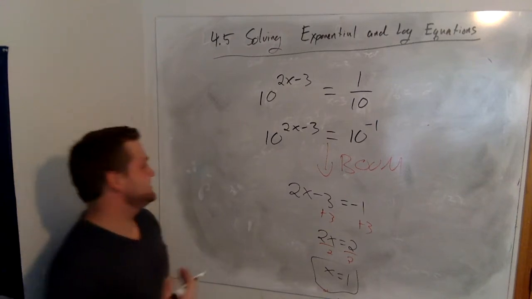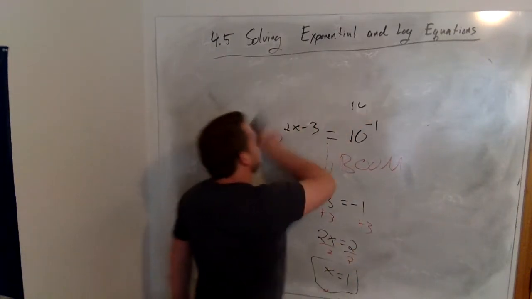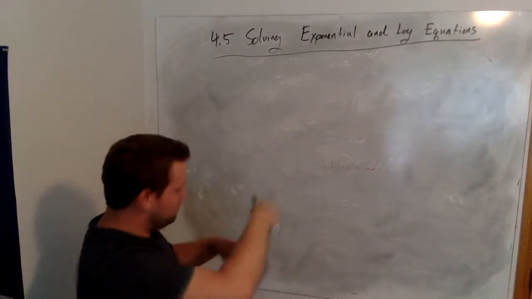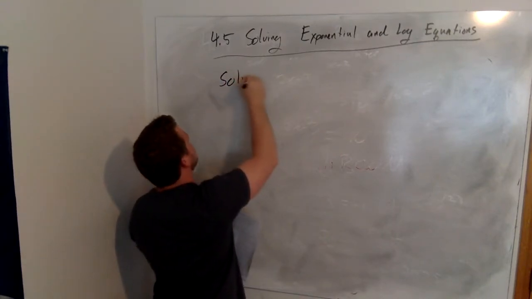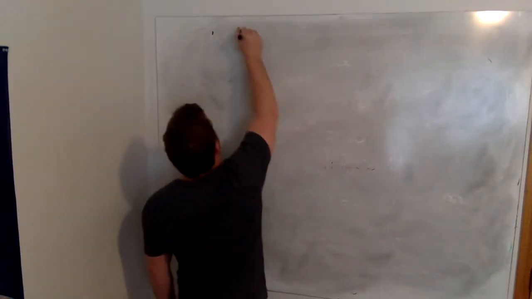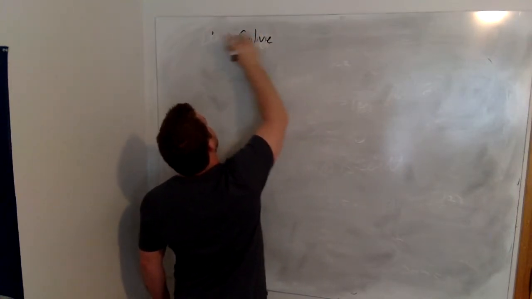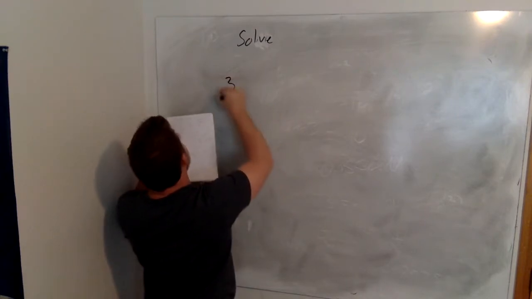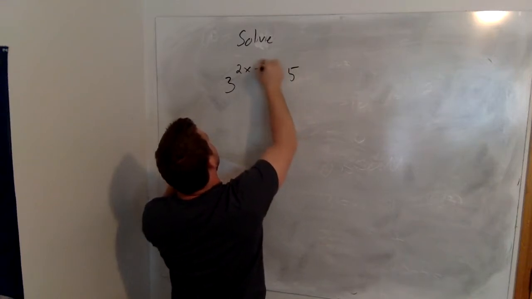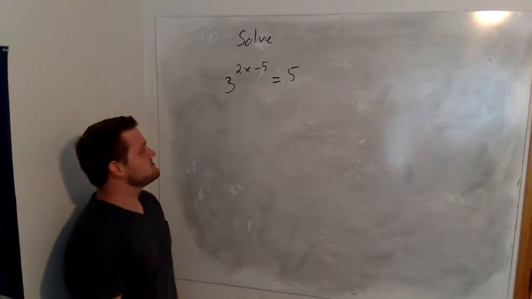Unfortunately though, we won't always have such nice numbers where you can do this method. So, what do we do then? Let me show you an example. Let's give ourselves some more room here. Let's say we want to solve 3 to the 2x minus 1 is equal to 5. Let's try and solve this.